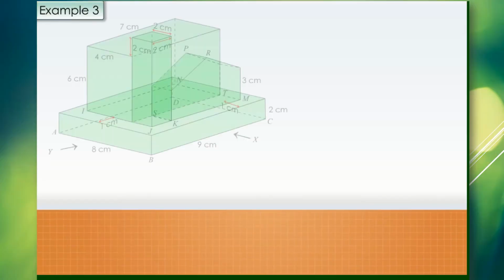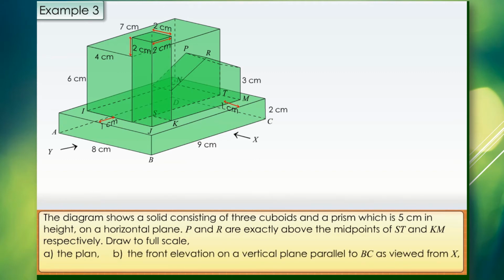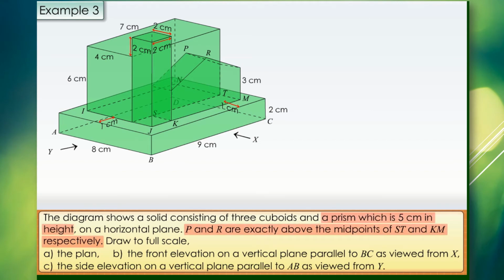For our next example, we are asked to draw to full scale the plan, the front elevation as viewed from X, and the side elevation as viewed from Y of the given object. Note the extra information given in the question which is not in the diagram.